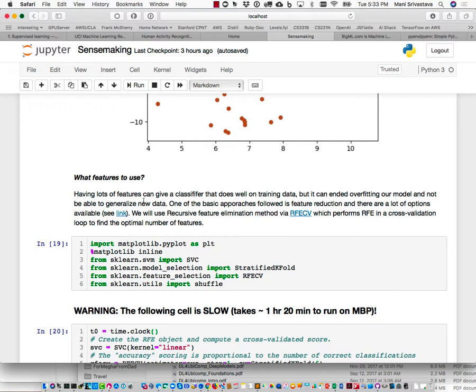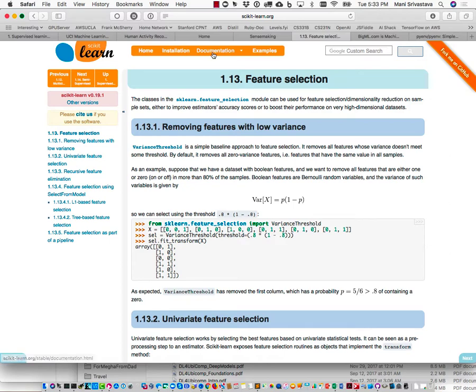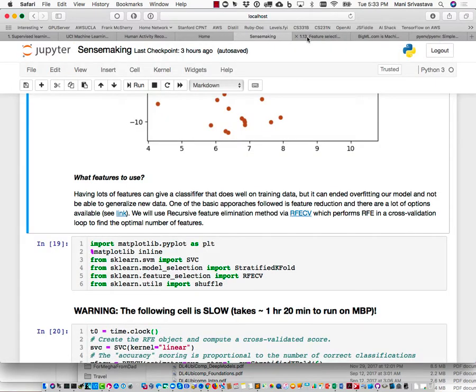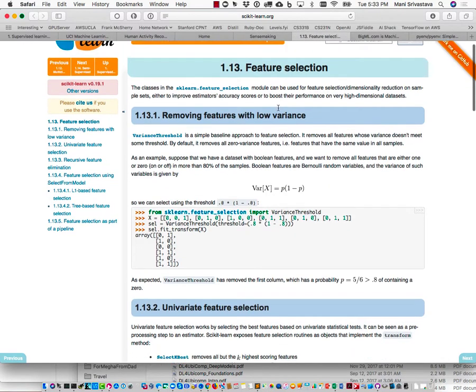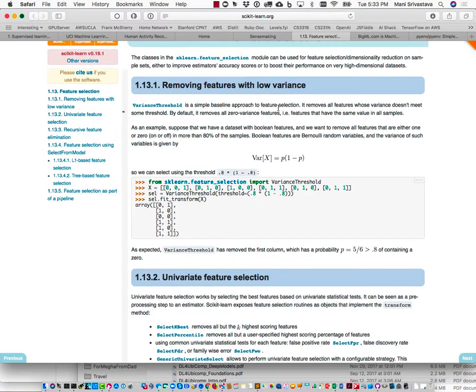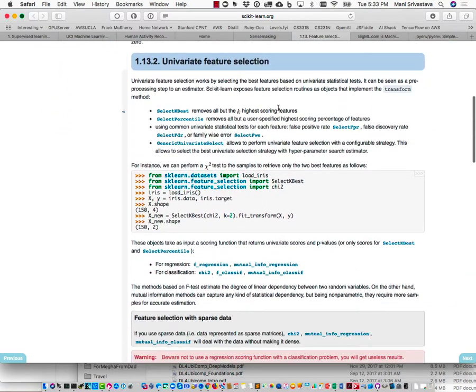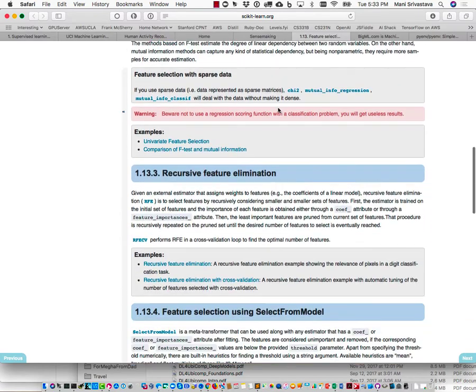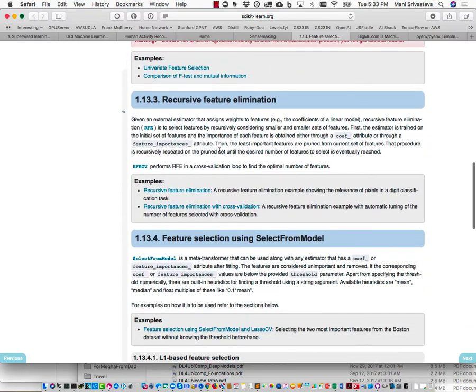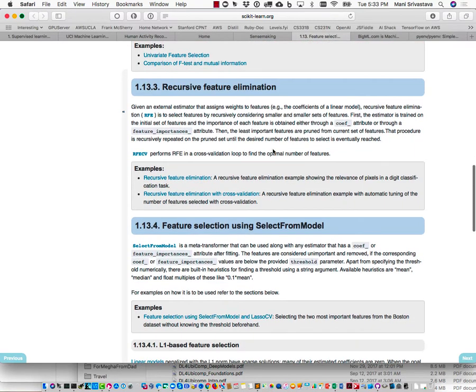And fortunately, scikit provides lots of feature selection possibilities. They have a whole bunch of library functions there. The one we are going to use is called recursive feature elimination. Basically what it does is it searches through the set of features to identify which subset gives a good set.